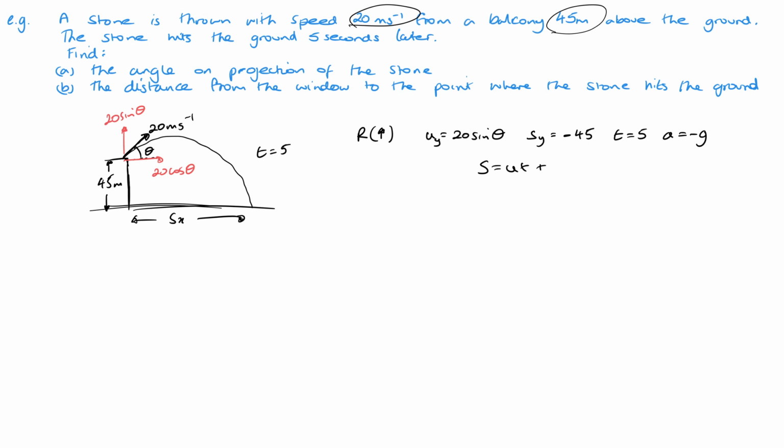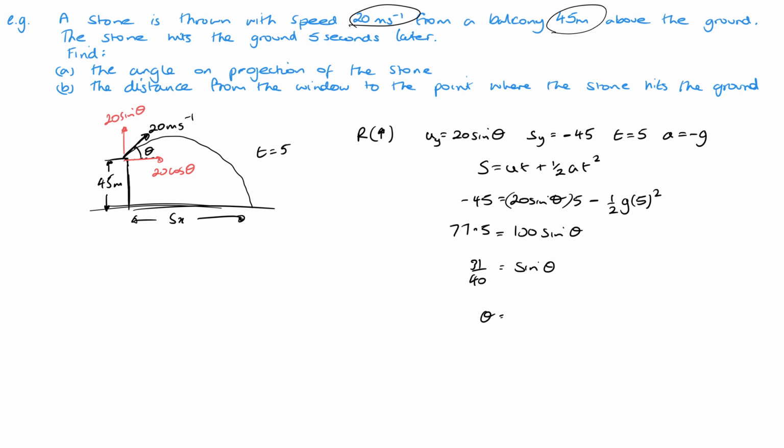So s = ut + ½at². It's just a matter of putting all our values in. Substitute these in, ½g t². And what I want to do here is get the sin θ on its own. So first step is to add this to the other side. That's going to give me 77.5, and 5 times 20 sin θ is 100 sin θ, so that means sin θ will be 31 over 40. So theta is 50.8 degrees to 3 significant figures.